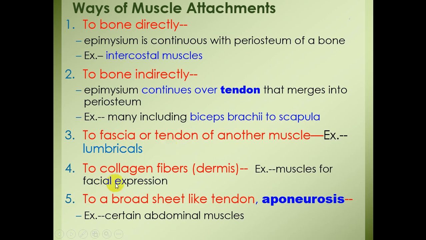In the head and neck, some muscles are inserted into the superficial fascia, and these are the muscles of facial expression. In the anterior abdominal wall, we observe sheet-like muscles which end in sheet-like connective tissue parts, which are also dense regular connective tissue just like tendon. These are known as aponeurosis, and we have examples of external oblique, internal oblique, and transversus abdominis in the abdominal wall.